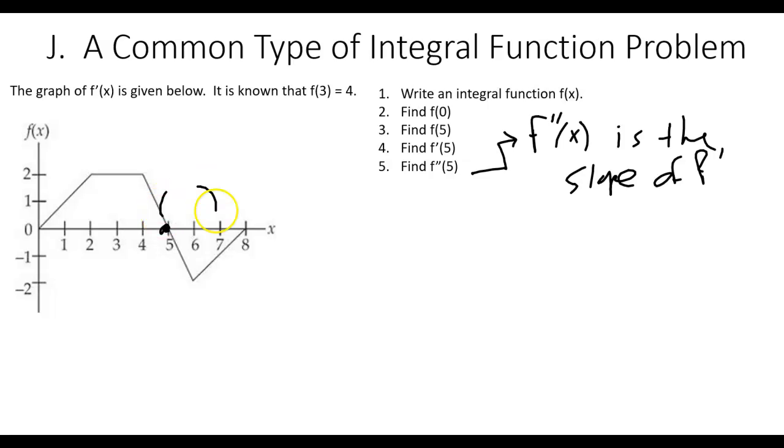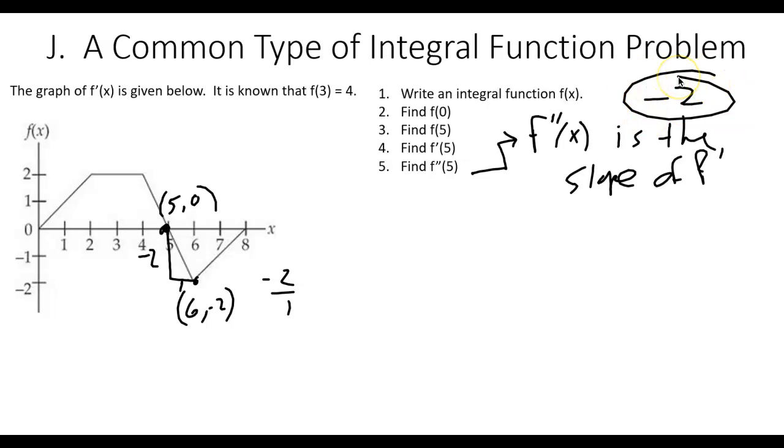Well, at this point, I'm at 0. Well, that's not right. It's 5, 0. And at this point, I'm at 6, negative 2. So we have to figure out our rise and run here. How far down did I go? I went down 2. How far over did I go? I went over 1. So rise over run would be negative 2. And so the answer, number 5, is negative 2.